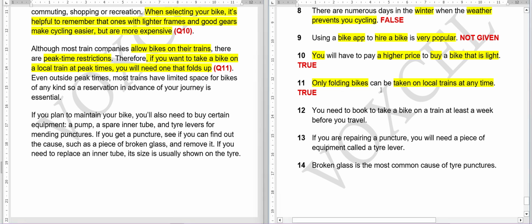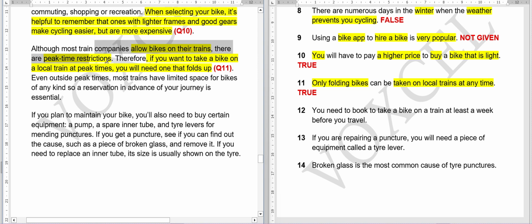Now they're saying only folding bikes can be taken at any time. In this passage, most companies allow you to take a bike on their trains, but there are some restrictions during peak hours only. But if you have a folding bike, one that folds up, you can take that bike during peak times also. So there is no restriction on that, so at any time. I hope it is clear. You're getting my point. Moving on to the 12th question now.